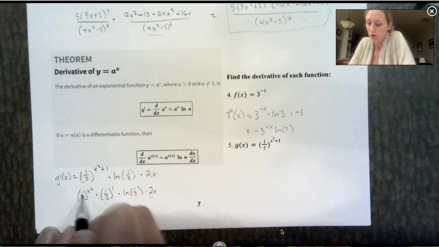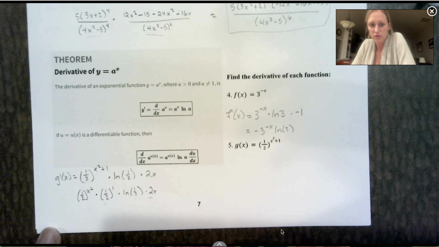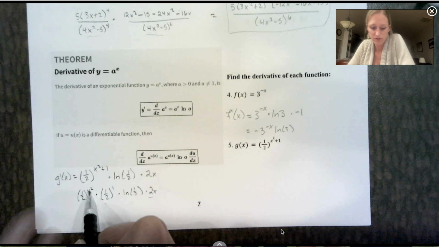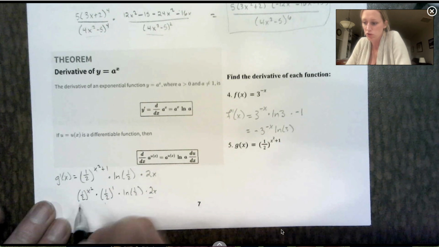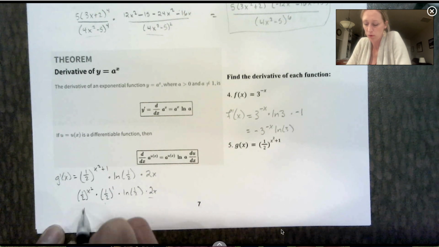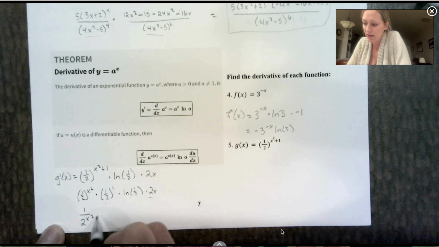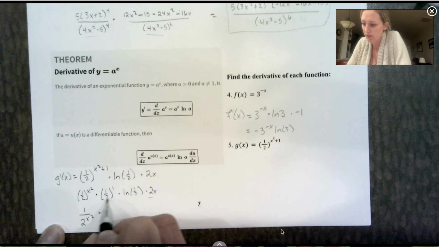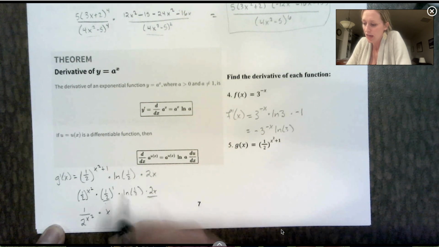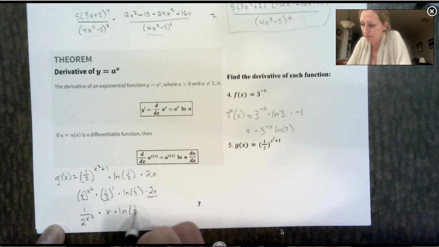Okay, so 1/2 to the first is just 1/2. And then I can multiply 1/2 and 2x and get 1x. Then I can also apply that x squared to this whole fraction. So 1 to the x squared is just 1, right? 1 to any exponent is 1. And then 2 raised to the x squared, okay? And then times x, right? Because I put this part and this part together. And then times natural log of 1/2.